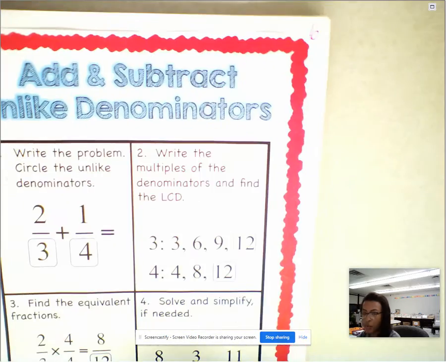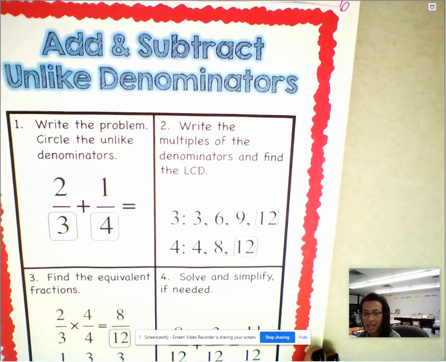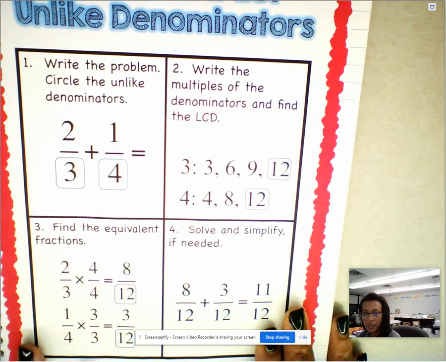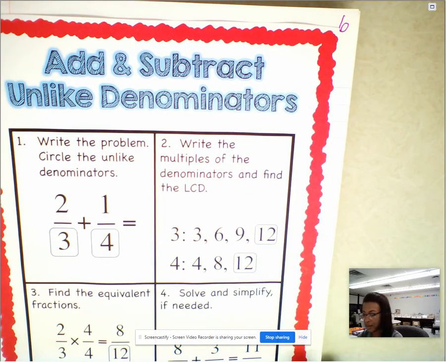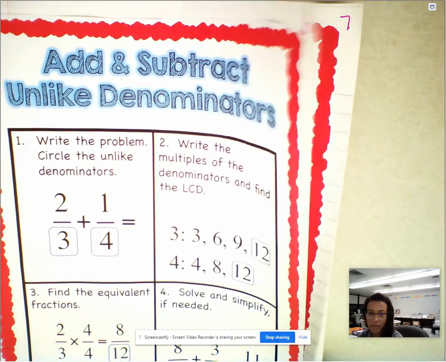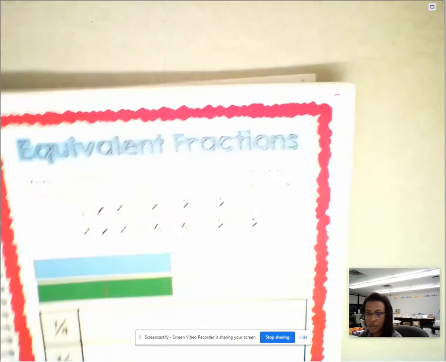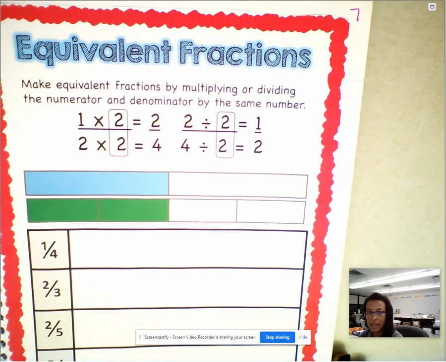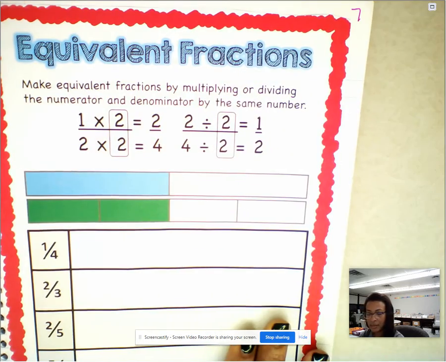Page 6, more about adding and subtracting with unlike denominators. So that's that page. More of what we've been doing in math class. That's on page 6. Remember, if I'm going too fast, just pause the video. We are going to work on completing this during journal time as well one day. This one is equivalent fractions, and that should be on page 7. And that's as far as we got today.